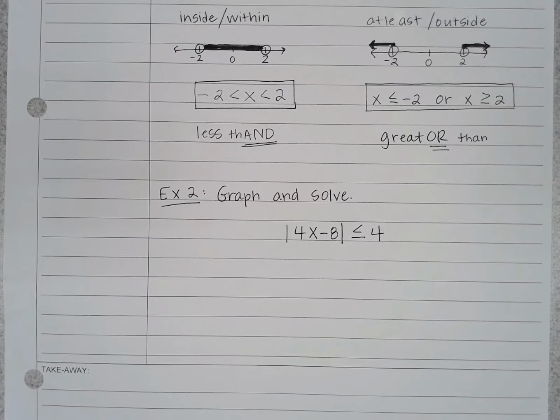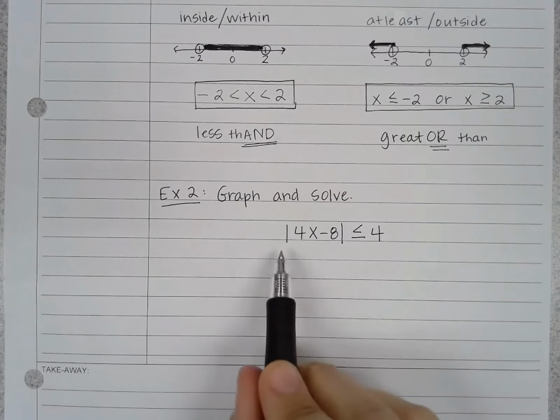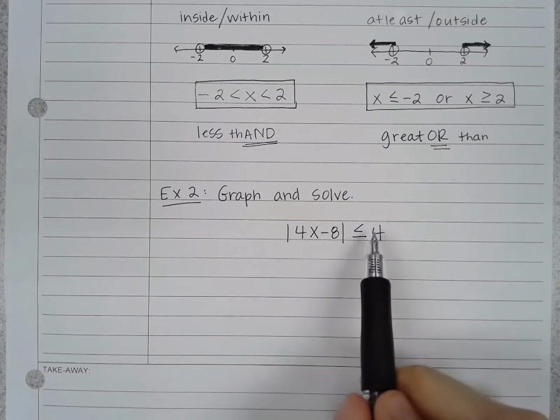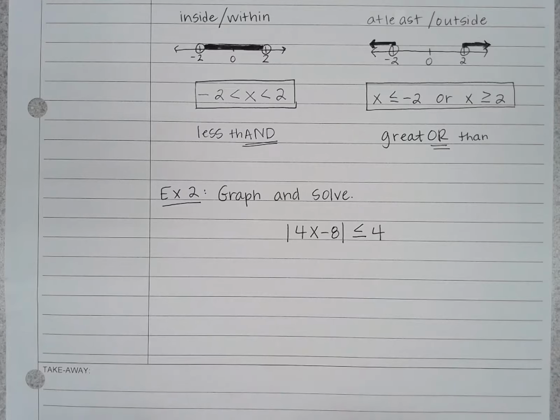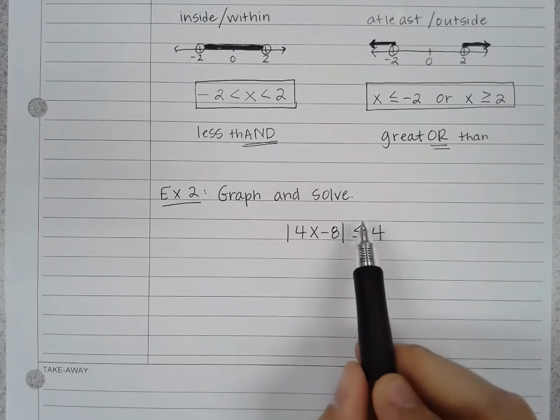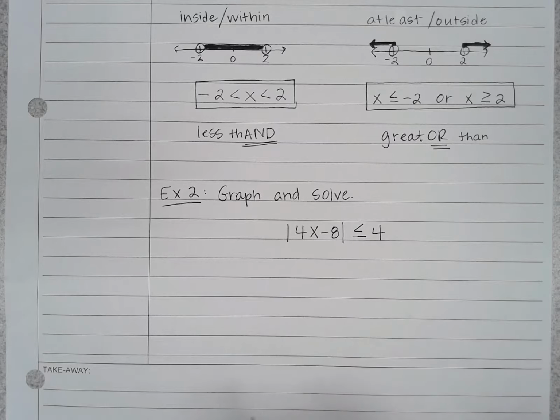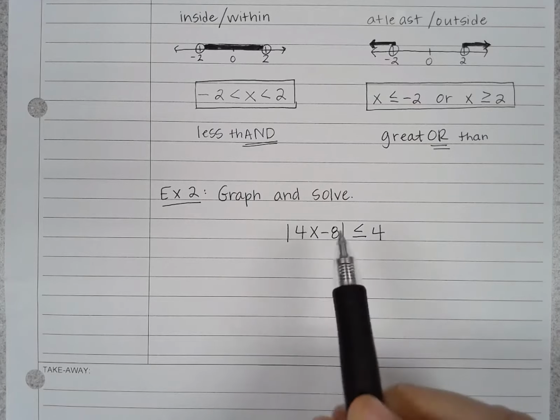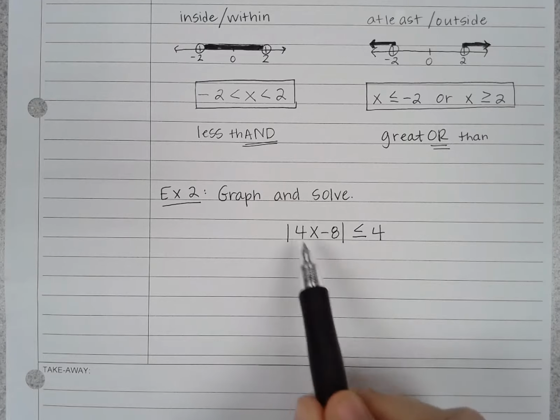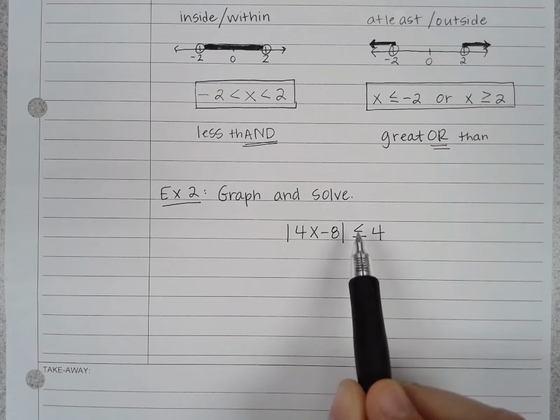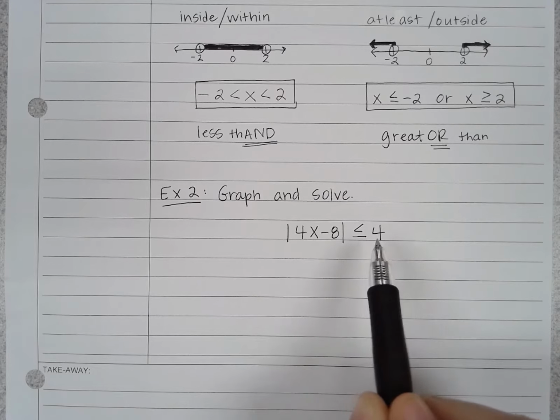So it has bars, it has an x, it has an inequality symbol, and it has a number. So I know that this is an absolute value because it has the bars, and it's an inequality because it has an inequality. As soon as you see that this one has a less than symbol, you know that this is going to be an inside or a within inequality, because some number is going to have to cause this to be within or inside of 4 away from 0.